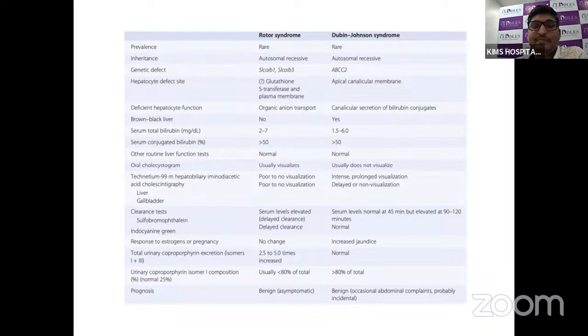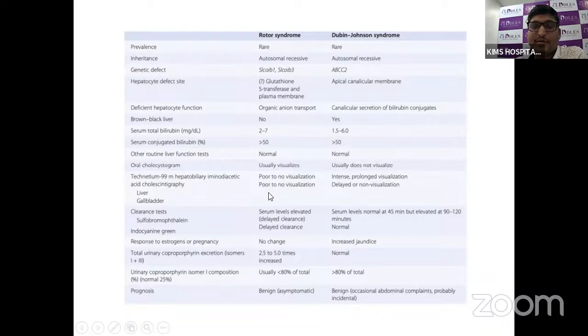Here the bilirubin levels can be 2 to 7. These are predominantly conjugated bilirubin, not unconjugated bilirubin. It will be 1.5 to 6 in Rotor. Here the diagnosis is mainly by urinary coproporphyrin excretion. It is 2.5 to 5 times increased in Rotor, and normal in Dubin-Johnson. You can differentiate both depending on the isomer 1 composition.